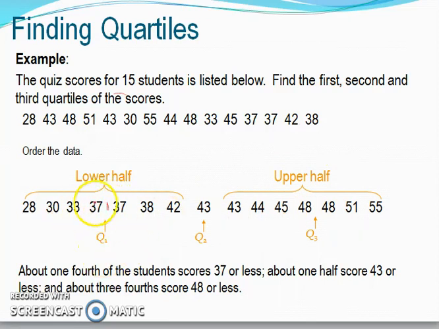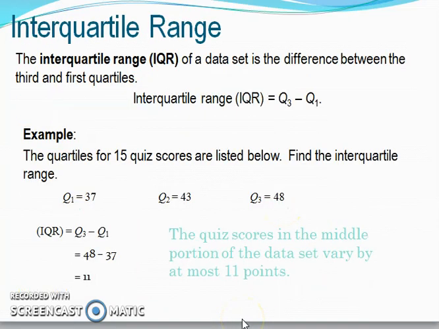So this is the first quartile, this is the second quartile, and this is the third quartile. So the next thing that we're going to look at is the interquartile range. And the interquartile range is really very simple. It's the difference between the third quartile and the first quartile. And it gives us an idea of the spread of the data. We expect most of the data to lie in that interquartile range.